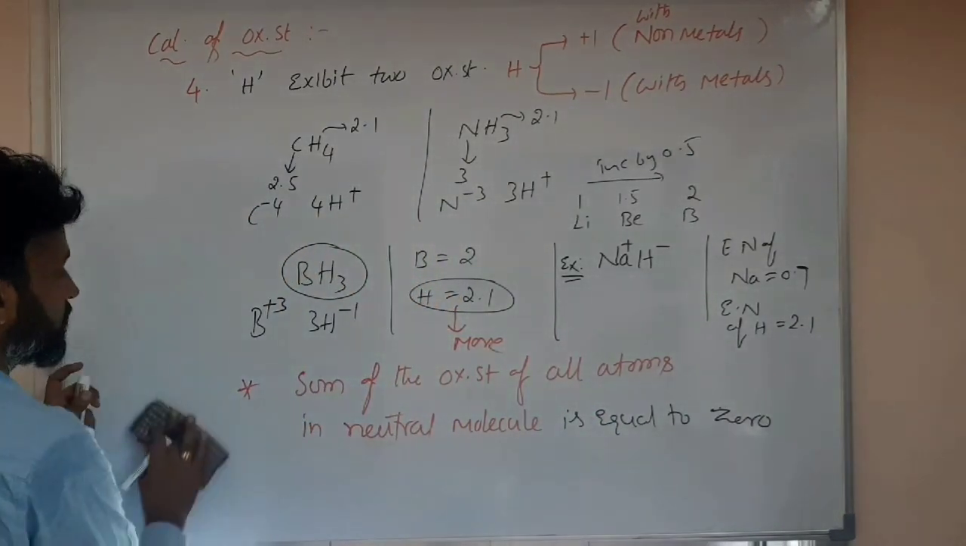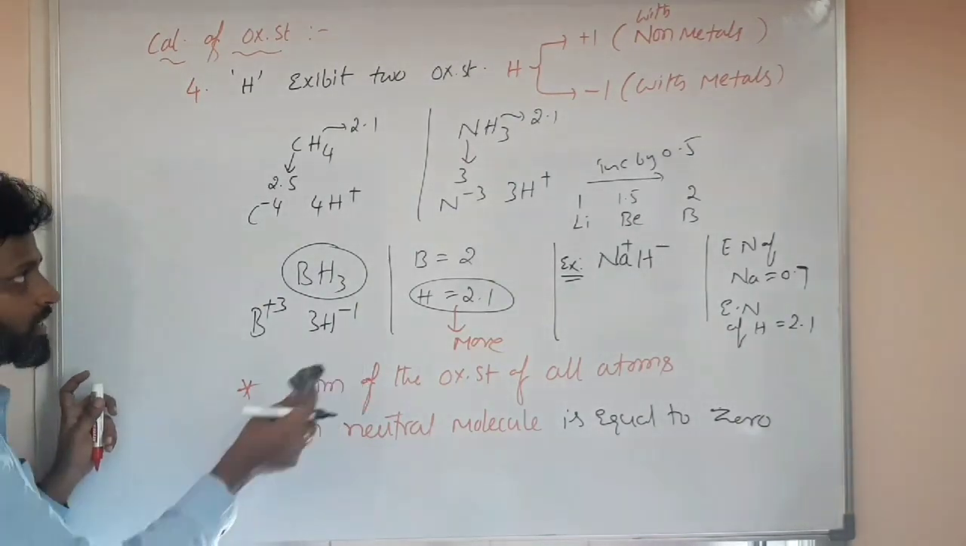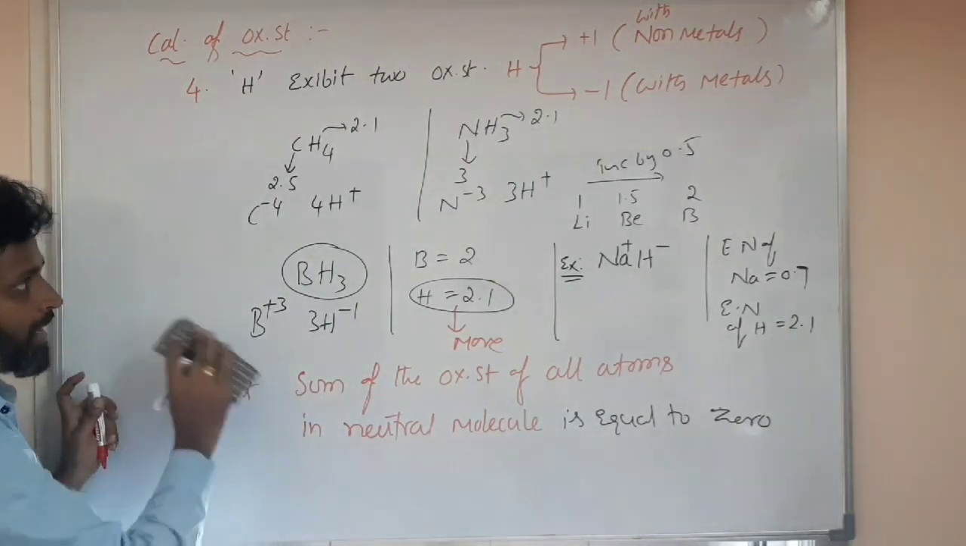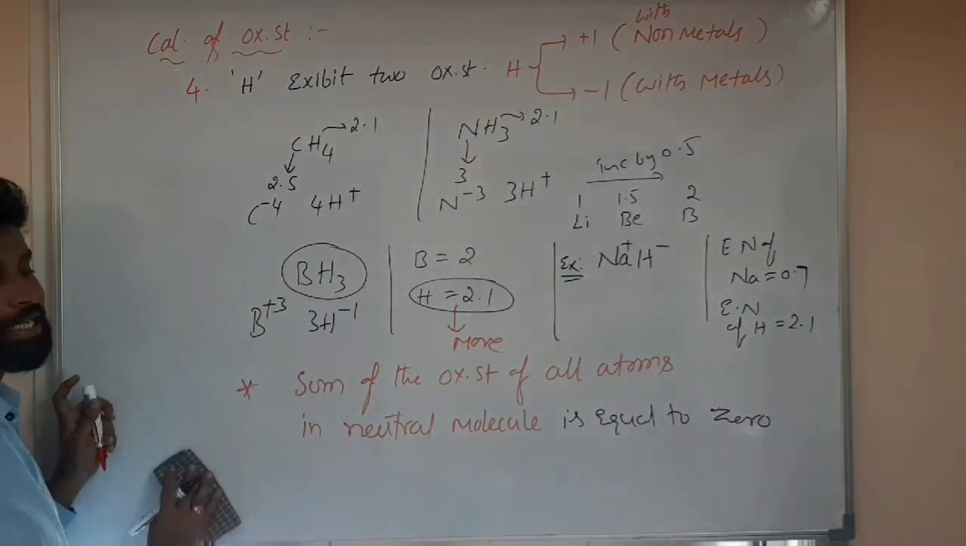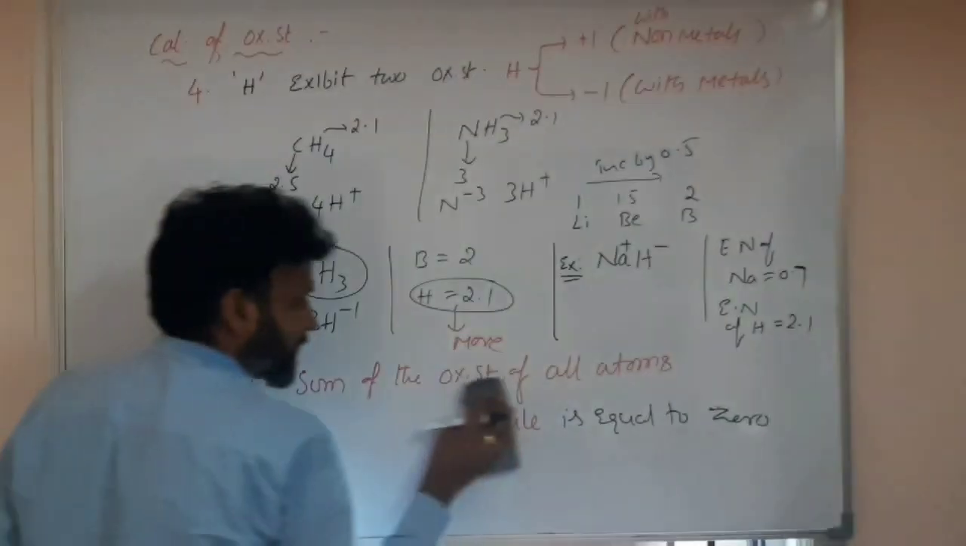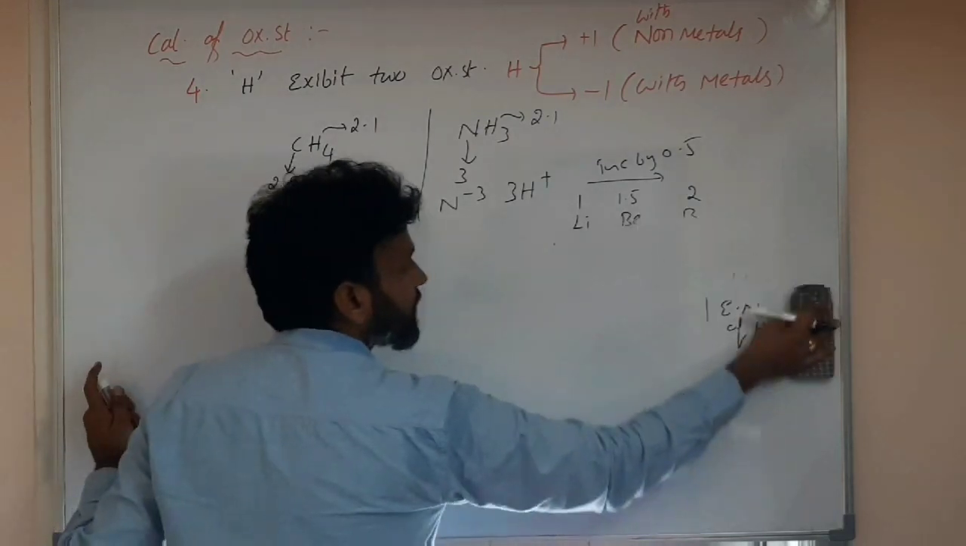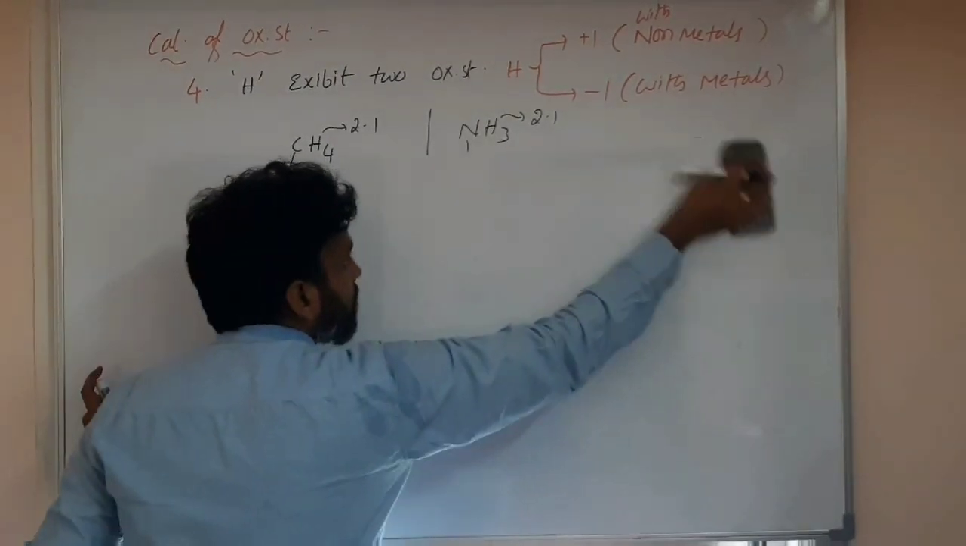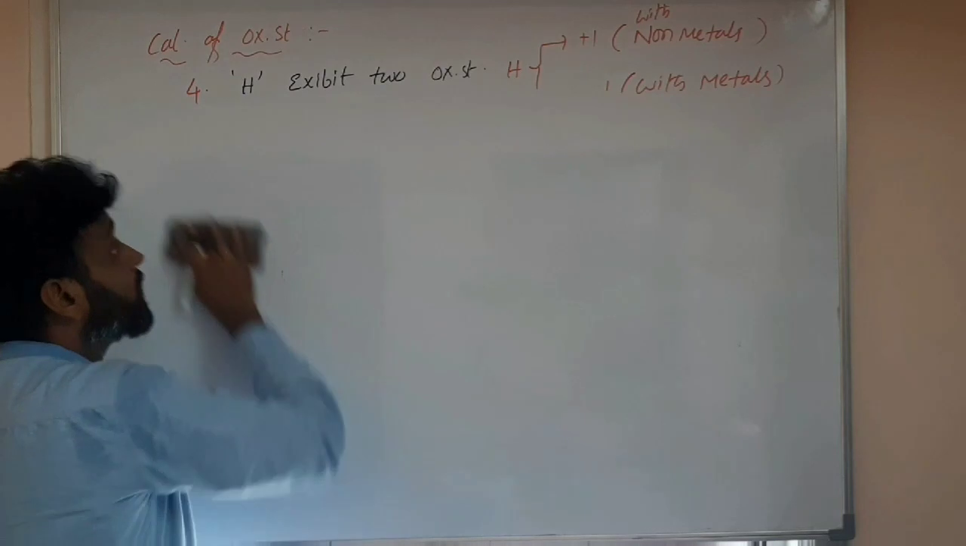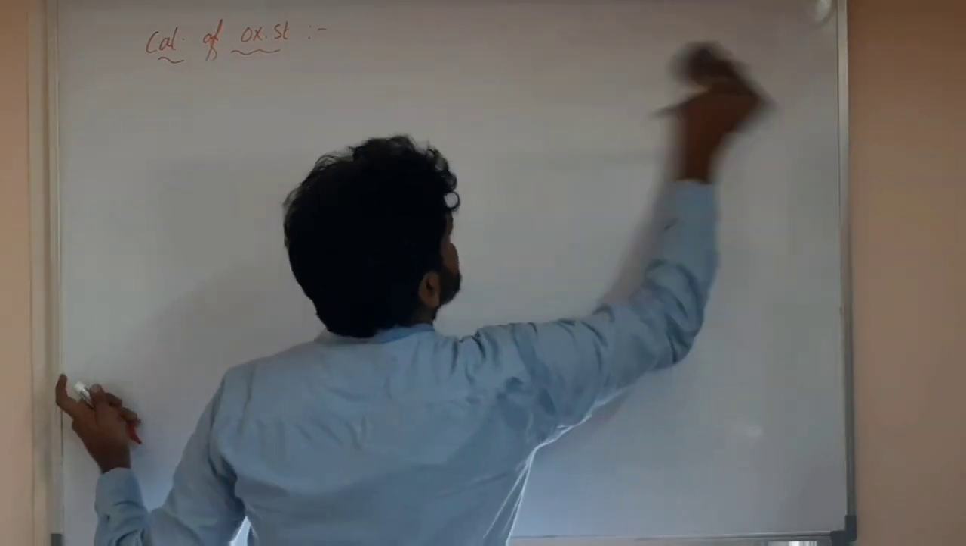So from the beginning, we discussed 4 points, so take a screenshot along with these examples, please. Okay, thank you. And I said the sum of the oxidation states of all atoms in a neutral molecule is equal to 0. Understood, everyone?